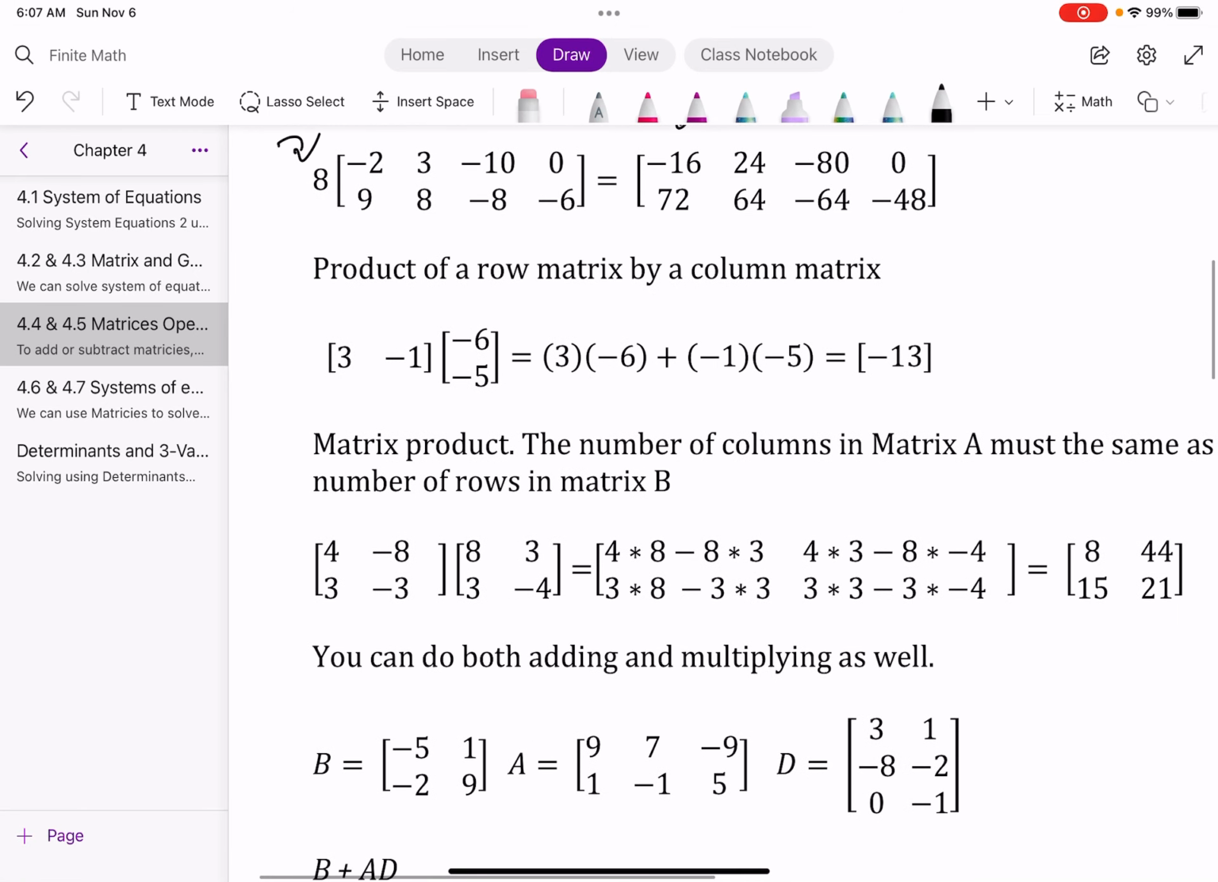The product of a row by column matrix is you take the first number in the row and multiply it by the first number in the column. So 3 times -6, and then you're going to take the -1 times -5. If we do these out, 3 times -6 is -18, plus -1 times -5 is a positive 5. -18 plus 5 is -13. Remember, this is a matrix, so I still include the brackets. Homework will call it wrong if you do not put in the brackets.